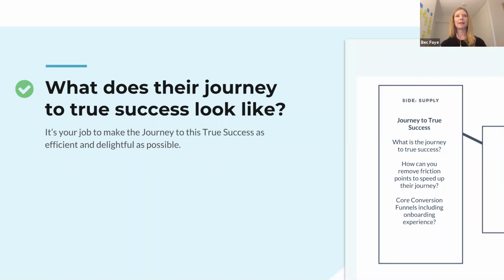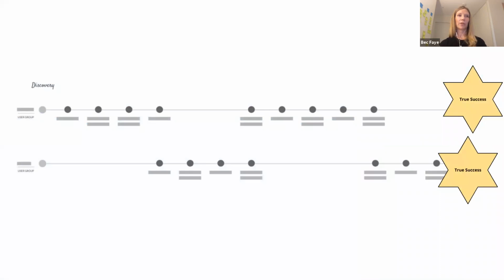Now, this is where we start to actually map out the journey to true success. This is mapping out that full journey. And then we need to understand how we can remove friction along this journey, and also the conversion funnels that happen along this path as well. So let's take a look at what that might look like.